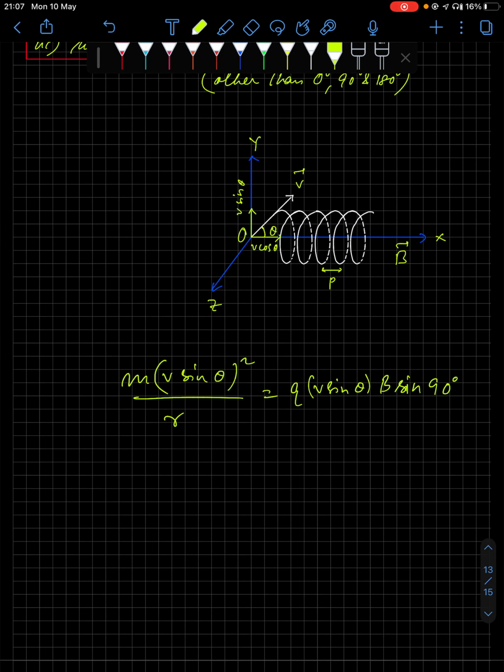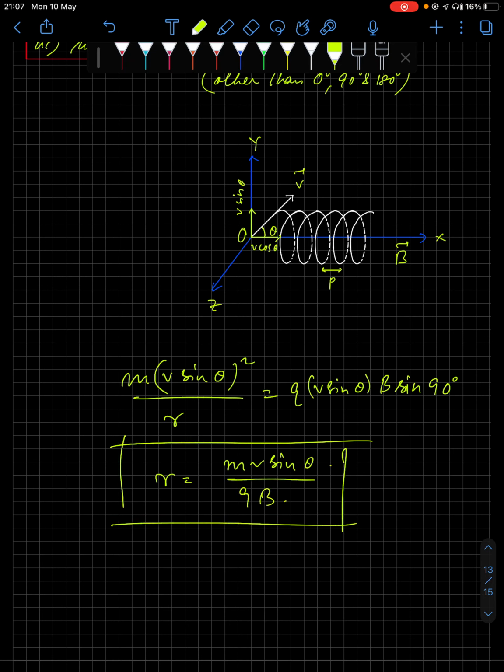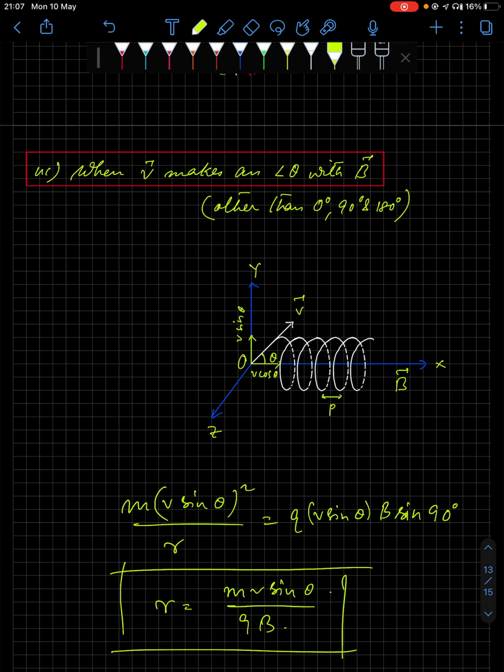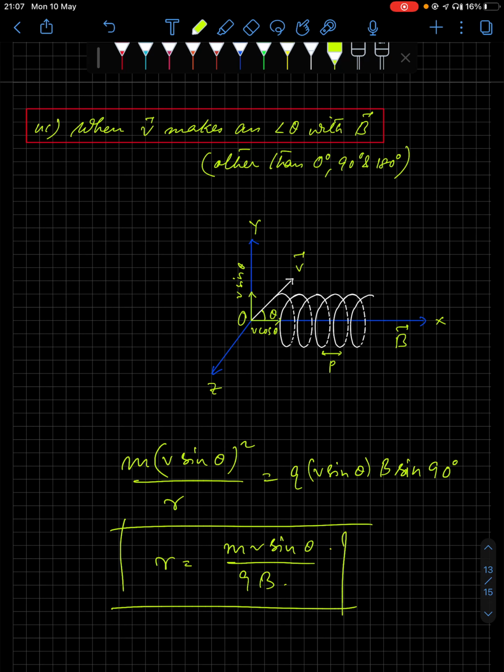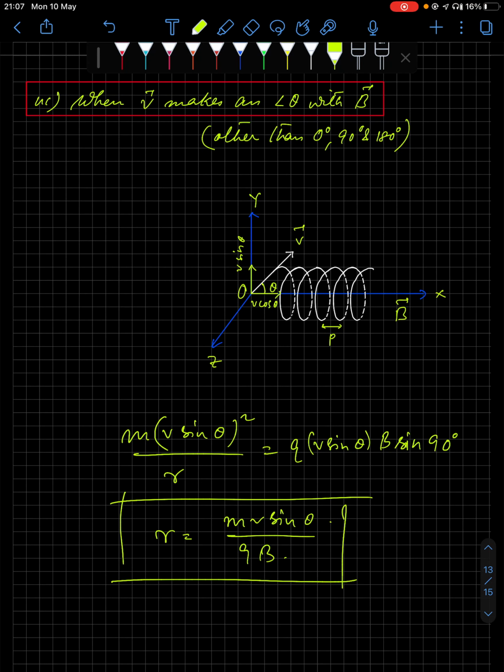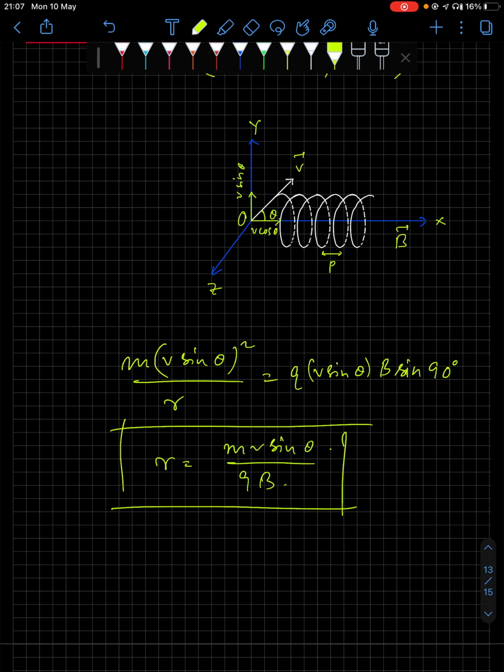Now if you work out this relation, what you get is r equal to m v sin theta by qB. Remember, this relation was mv by qB in the previous expression when the charged particle was entering perpendicularly. So here we have a sin theta as well.